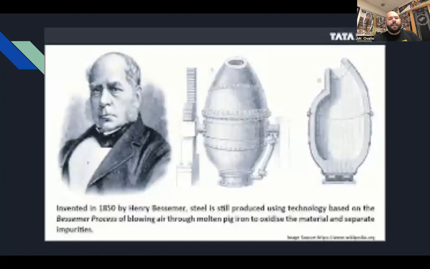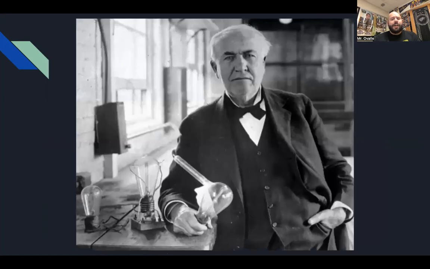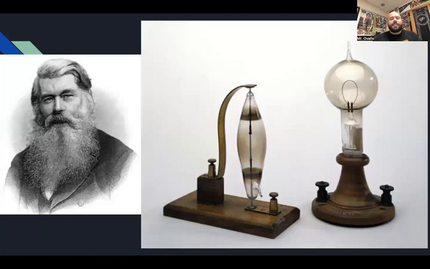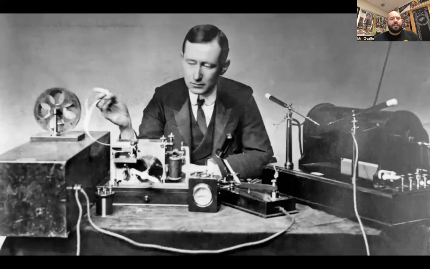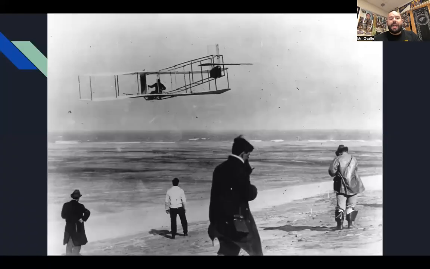So that's Henry Bessemer. I don't know what's up with these pixelated pictures on my laptop, but hey, it is what it is. So that's Thomas Edison. That's Mr. Swan. Looks like Mr. Nunn. There you got Alexander Graham Bell, my nickname. That's Marconi. And that's how you flew a plane back in the day, believe it or not.